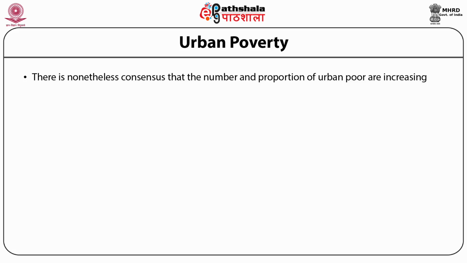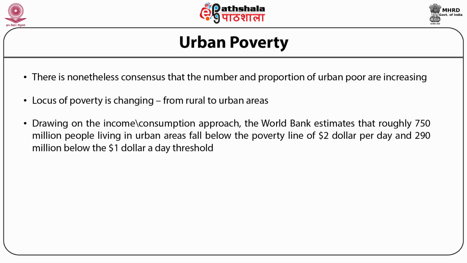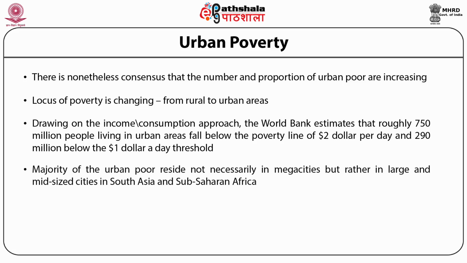A growing chorus of analysis claims that the locus of poverty is changing from rural to urban areas. Drawing on the income consumption approach, the World Bank estimates that roughly 750 million people living in urban areas fall below the poverty line of $2 per day and 290 million below the dollar a day threshold. As for their distribution, the majority of the urban poor reside not necessarily in the megacities but rather in large and mid-sized cities in South Asia and Sub-Saharan Africa, where the incidence of poverty is also comparatively high.